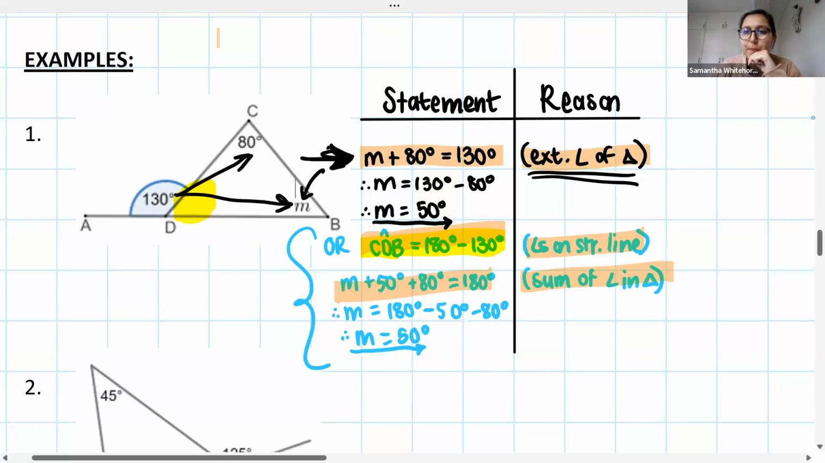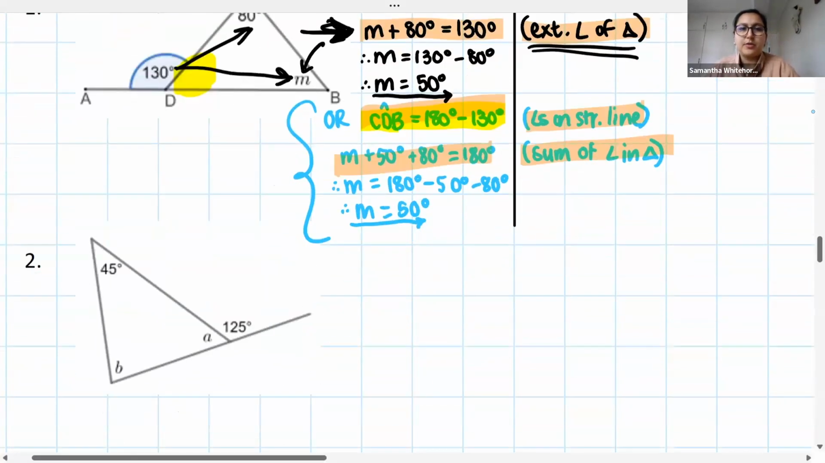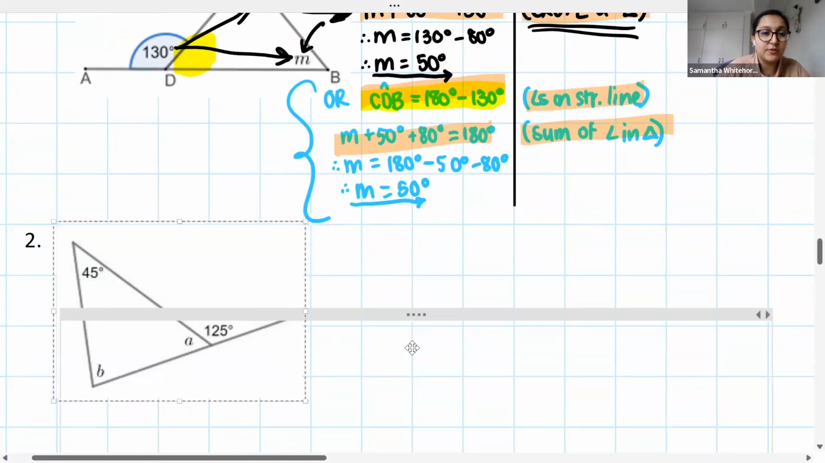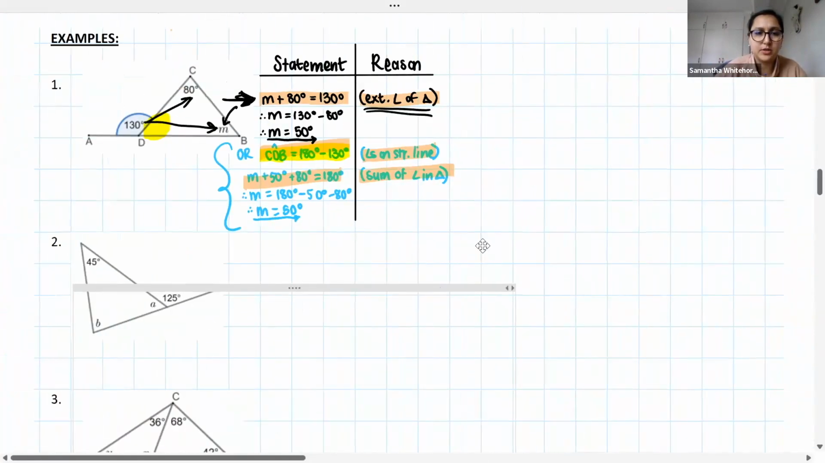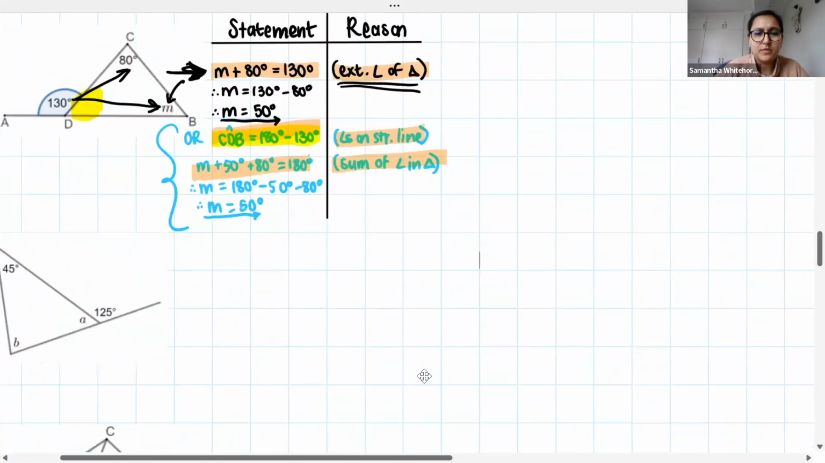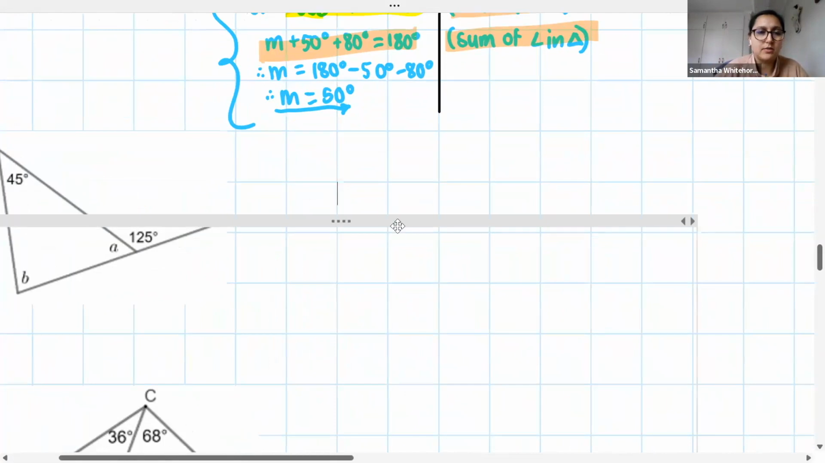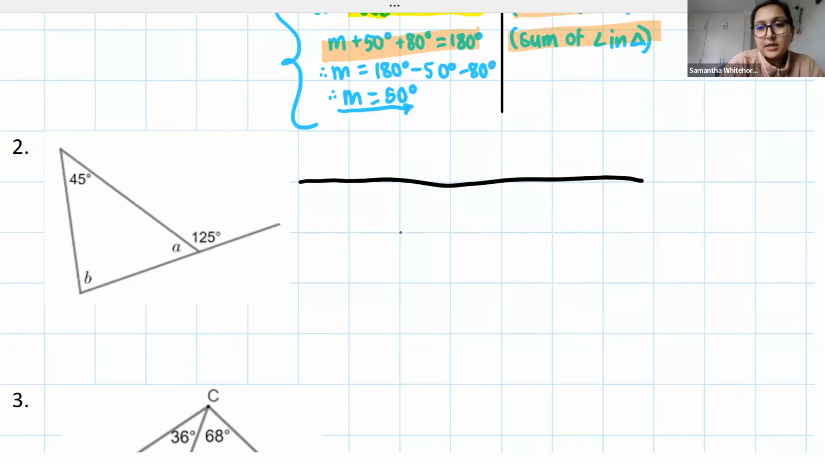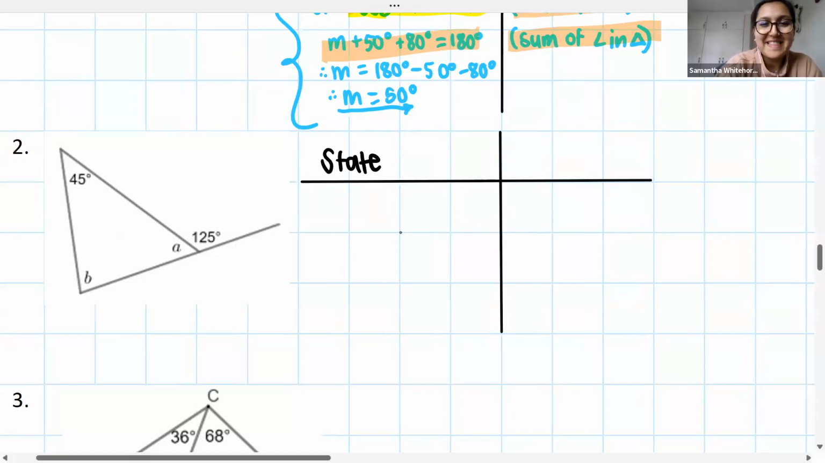Alrighty, guys. So what I want from you guys is to try question 2. Now be careful. There are 2 angles here that I want you to find, A and B. Again, on the chat, I want to see these answers with their reason. So you're going to write A equals whatever with its reason, and you're going to write B equals whatever with its reason. So I want to see those on the chat, please.